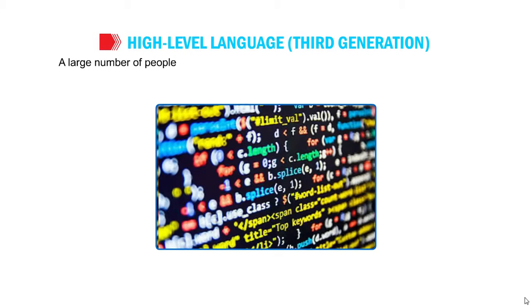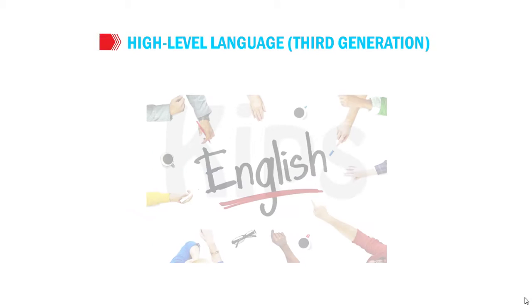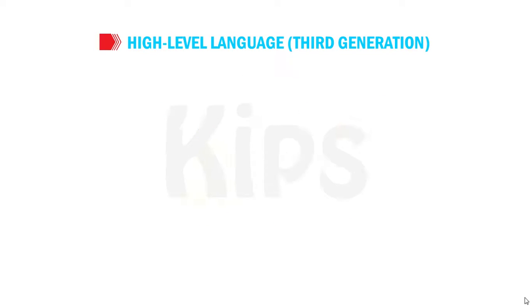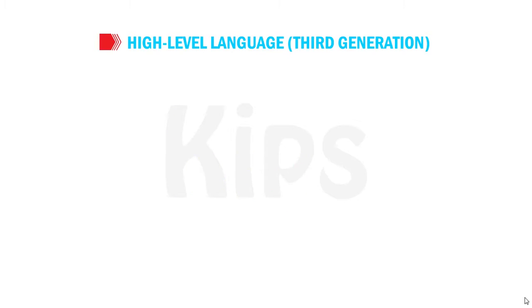A large number of people started writing computer programs using these third-generation languages. These are also known as high-level languages, HLL. A high-level language is quite similar to English language. Basic, C, C++, Java, etc. are some of the very popular examples of high-level languages.